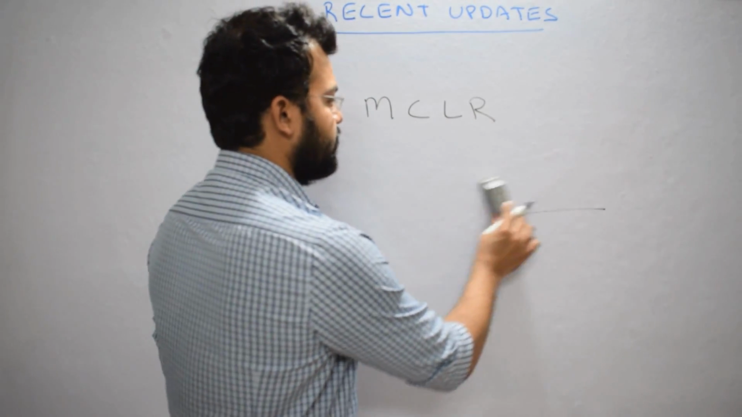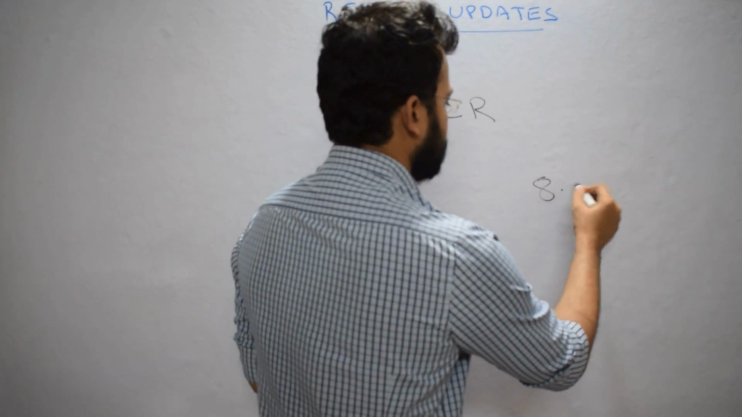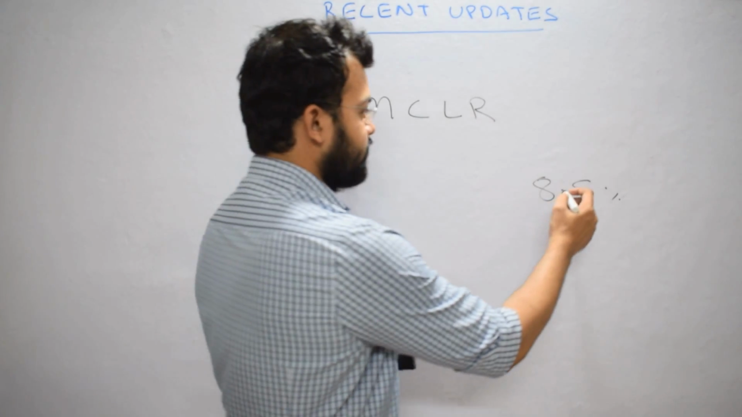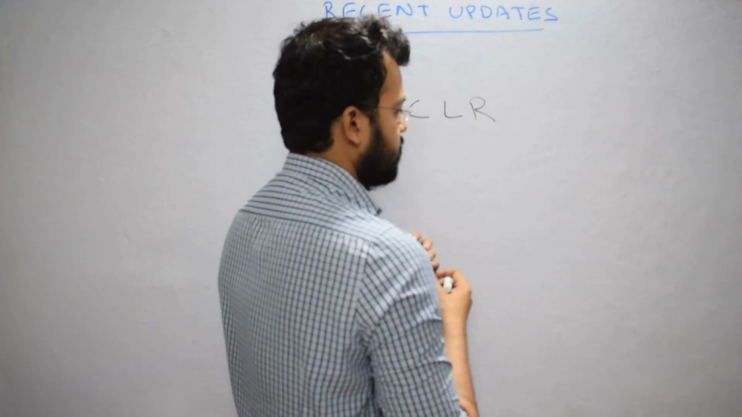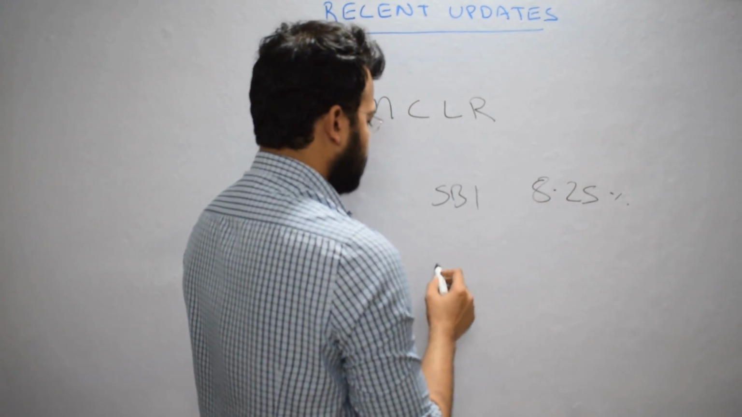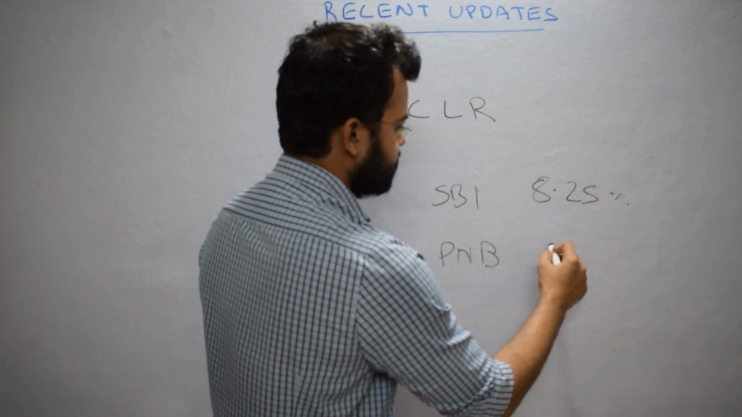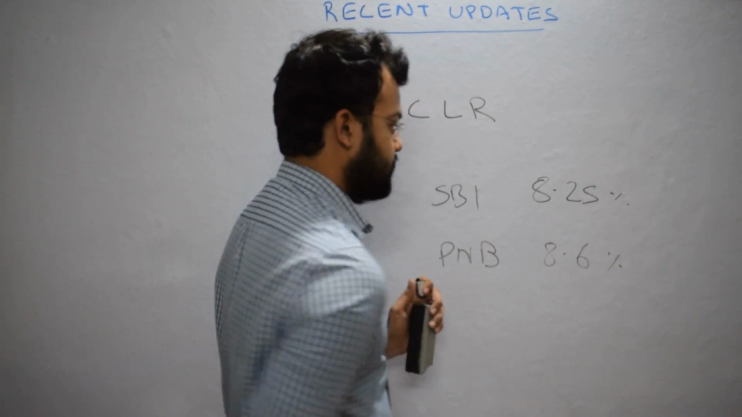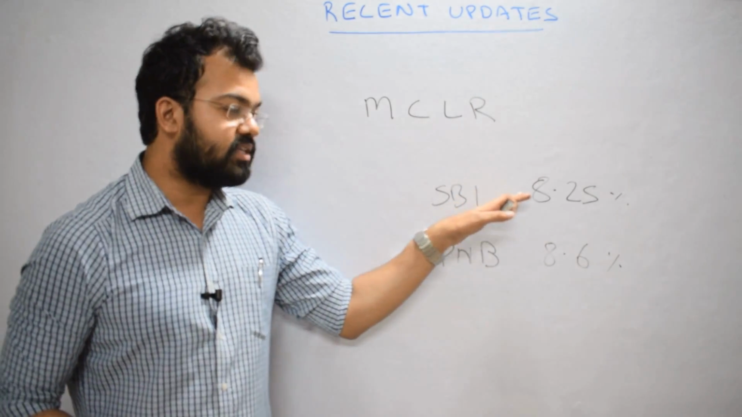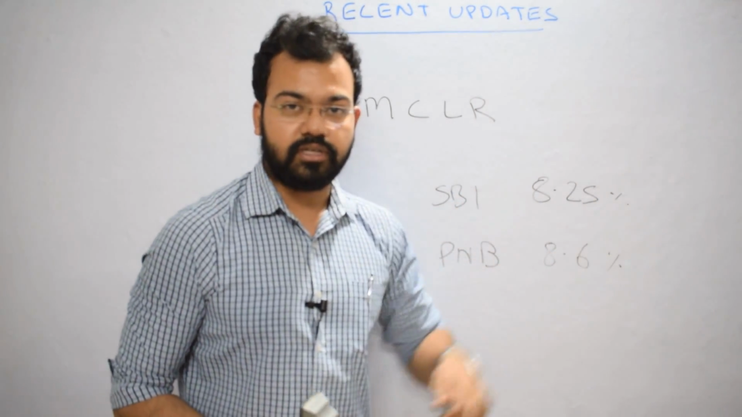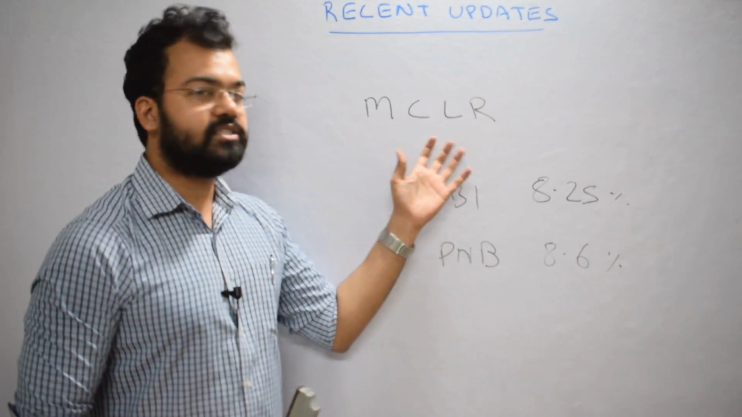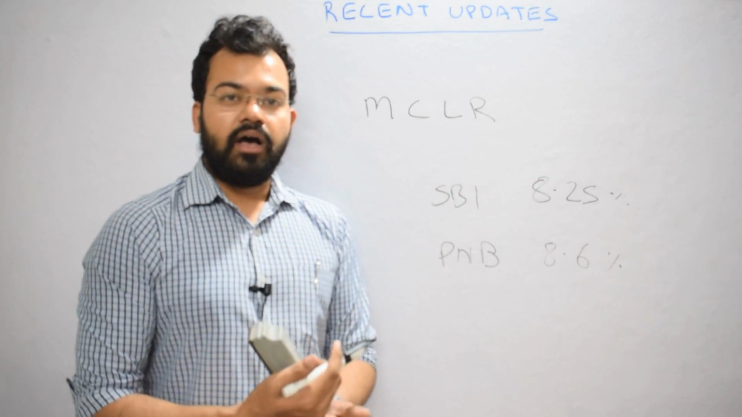So currently for SBI it is 8.5%. So 8.25%, sorry. It is 8.25% for SBI, and for PNB slightly higher, 8.6%. So this is the marginal cost of funds based lending rate. It means below this rate SBI cannot lend to its customers. So it will also go up in the near future because this is the marginal cost of giving extra loans to the consumers.